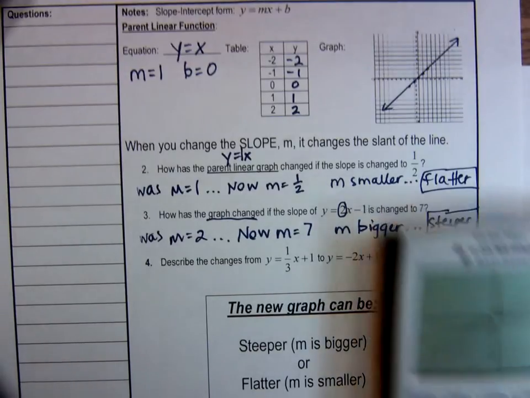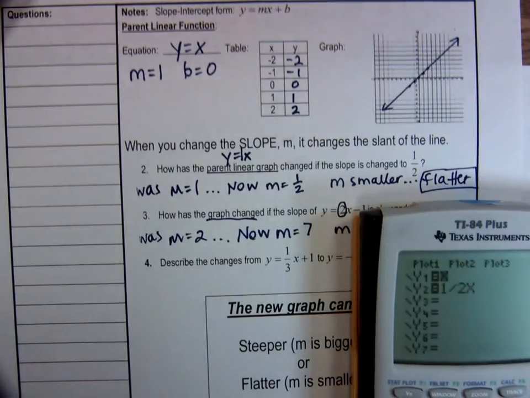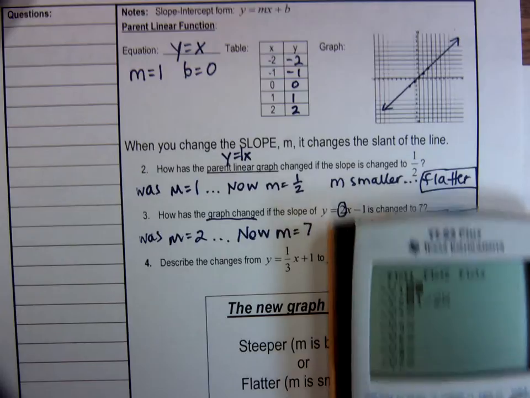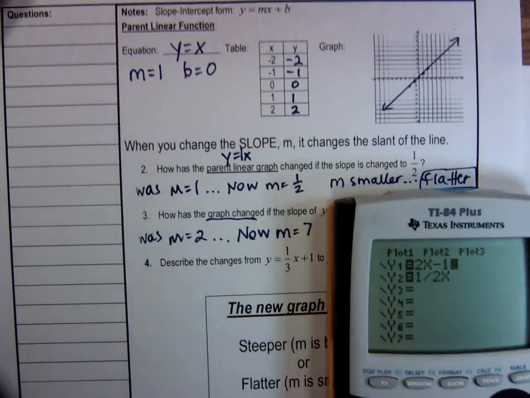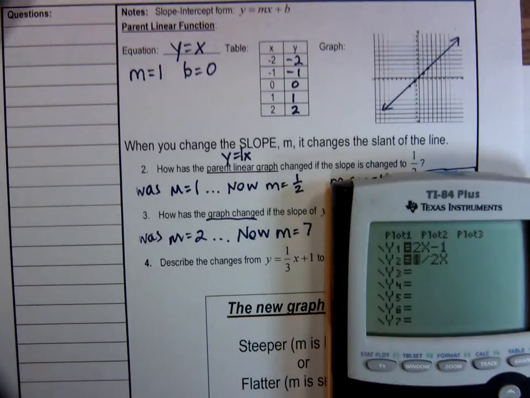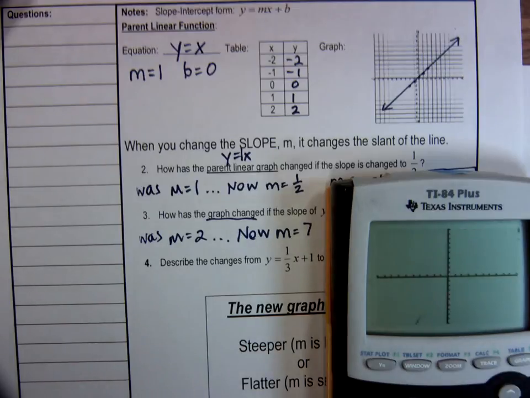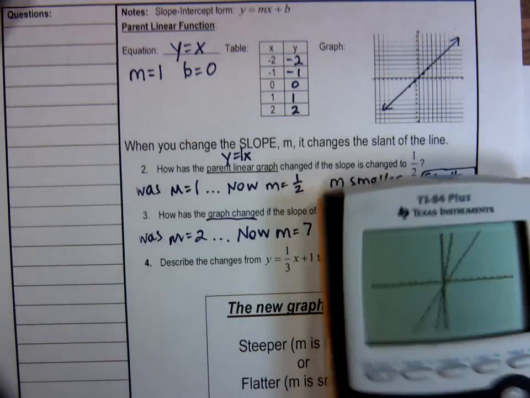Let's look and see if that's the same on the calculator. So again, let's put in y equals 2x minus 1. And now we're changing the slope to 7x minus 1. So let's see the graph. Here's the first graph. And then here's the second graph. Notice how it went up faster. So this second line got steeper than the first line was.